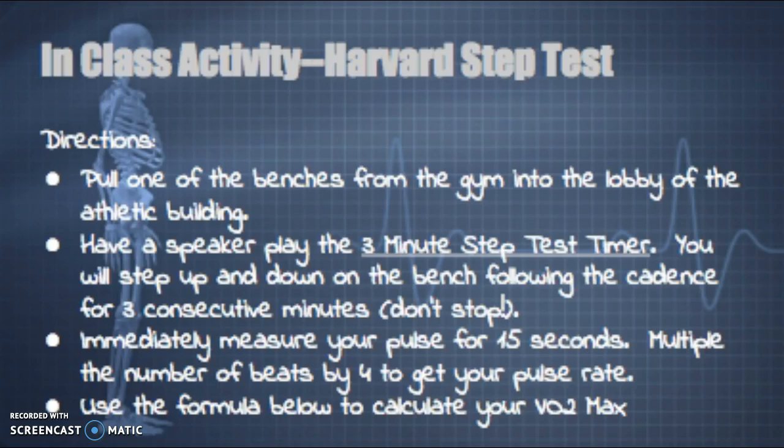Don't stop. It's really important that no matter how tired you get, you continue to step up and down following the cadence. Once you're done, immediately measure your pulse for 15 seconds. There's a clock on the wall in the lobby. Multiply the number of beats that you get by 4 to get your pulse rate. Then you're going to use the formula in the notes section to calculate your VO2.